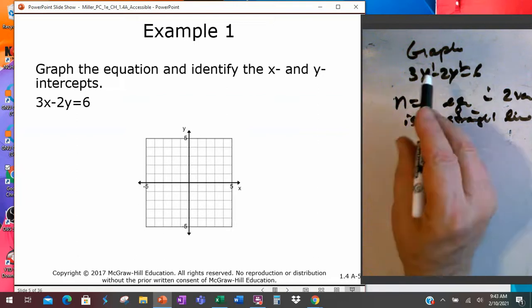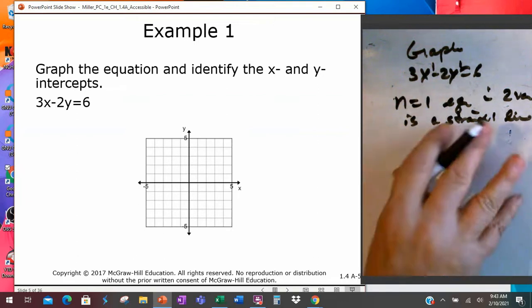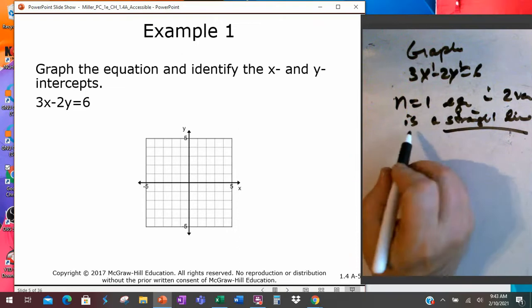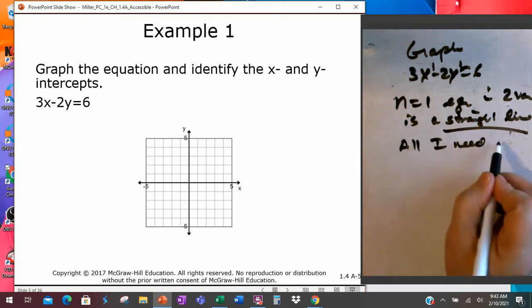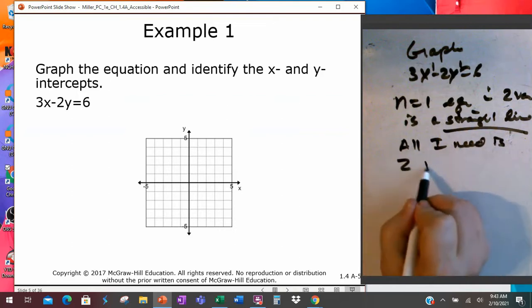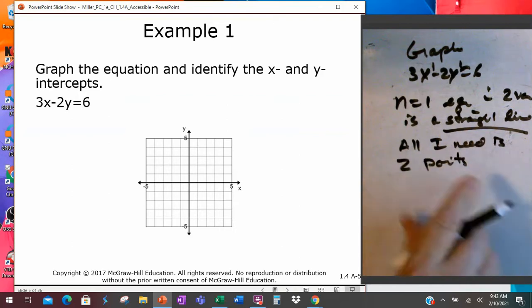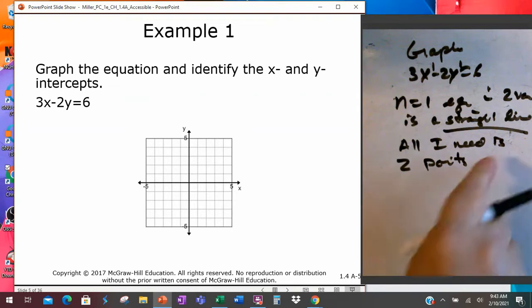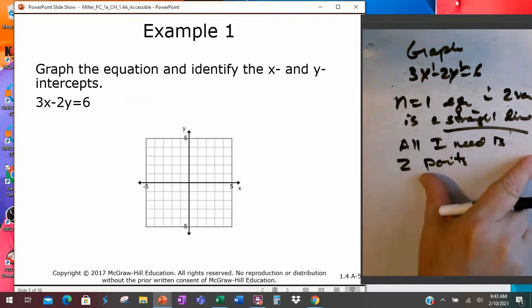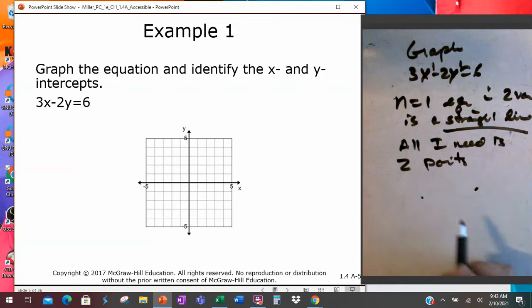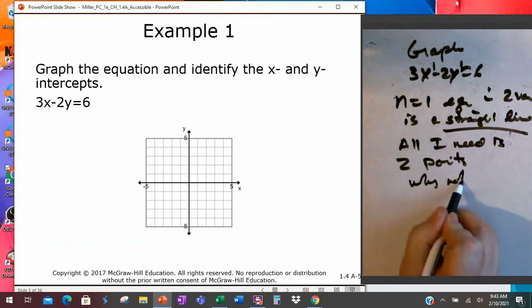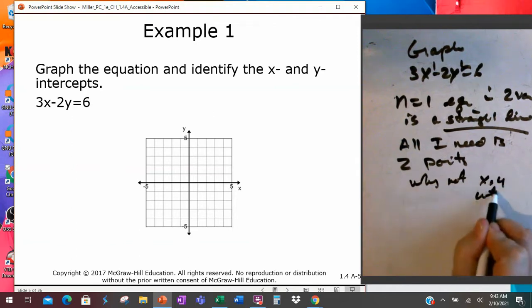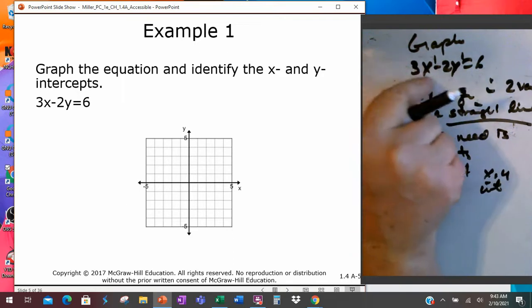So what I want to do is graph this thing. It is a straight line, and all I need is 2 points. Any 2 points determine a straight line, right? All I get is a point and a point, and I just draw a straight line in between them. So all I need is 2 points. Why not the x and y intercepts? And in this form, this is the easiest thing.